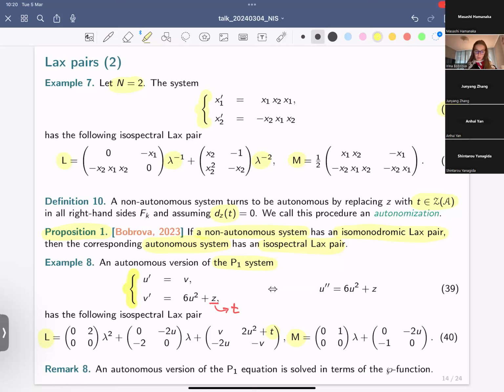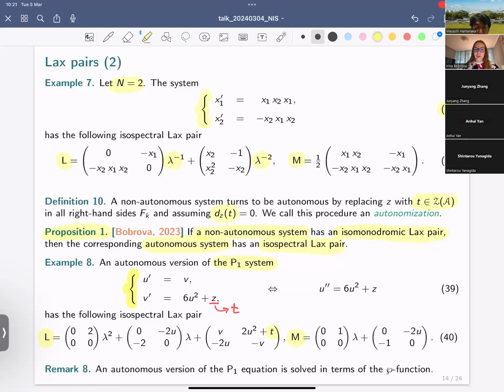And the remark why I love this example is that the first Painlevé equation is non-autonomous. So in the abelian case, or in the scalar case, the autonomous analog of the first Painlevé equation is an ordinary differential equation whose solutions are given by the Weierstrass P function. And it turns out that we can introduce a non-abelian analog for the Weierstrass P function, by using this procedure of autonomization of the first Painlevé equation.